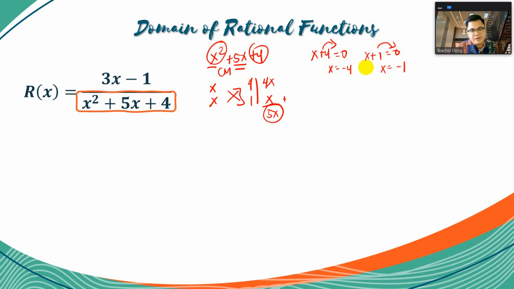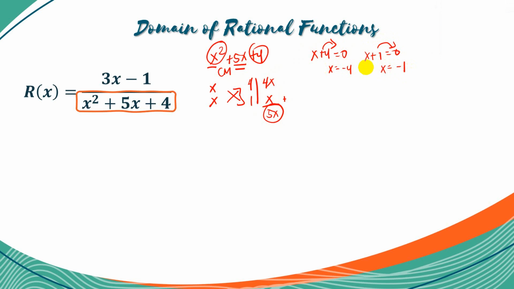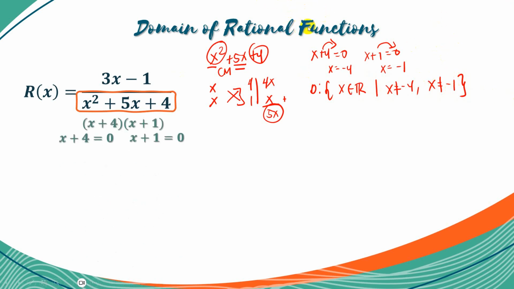Therefore, we now have these two illegal values: x equals negative 4 and x equals negative 1. So the domain will be x is an element of real numbers such that x is not equal to negative 4 and x is not equal to negative 1. These two illegal values will not be part of the domain since they will make the whole function undefined. Okay, next.